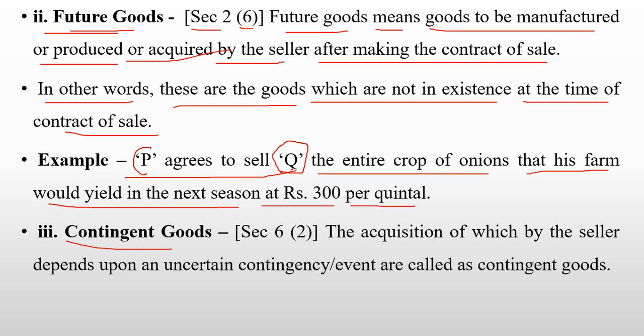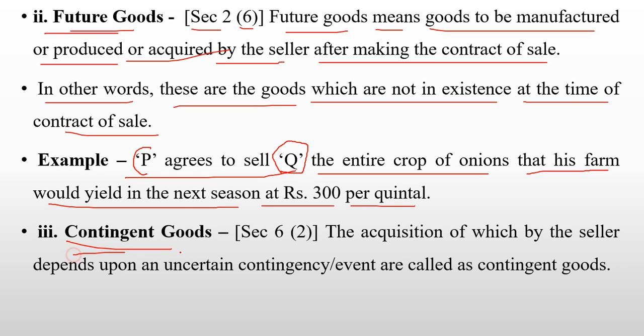So it is called as future goods, means the goods which are going to be manufactured in future. At the time of contract, the goods are not present, but they will be present at a future time. Then it is called as future goods.